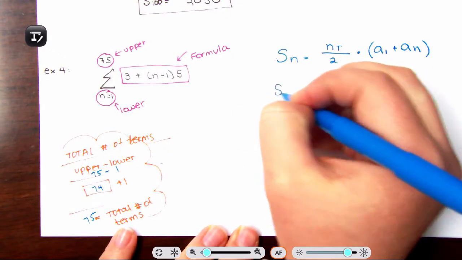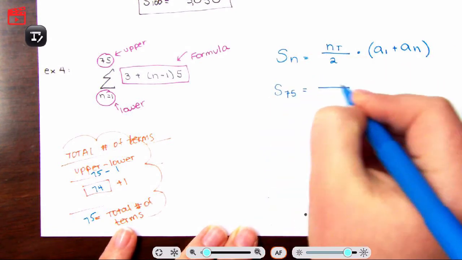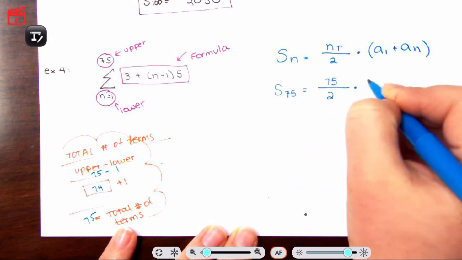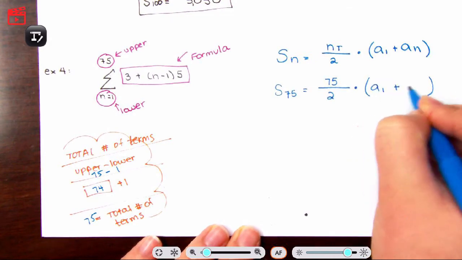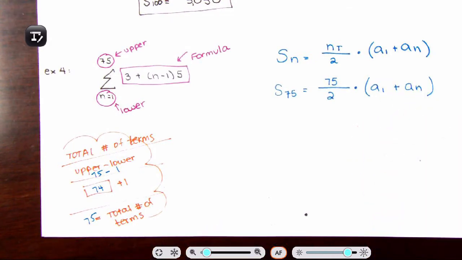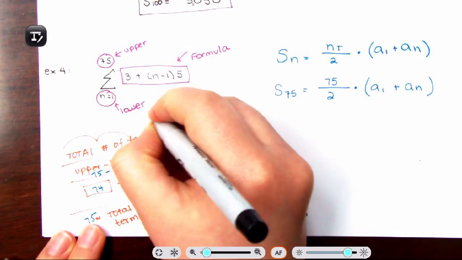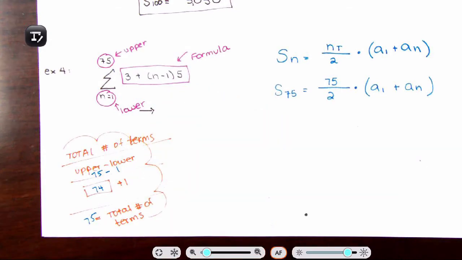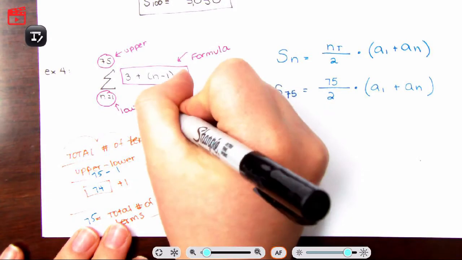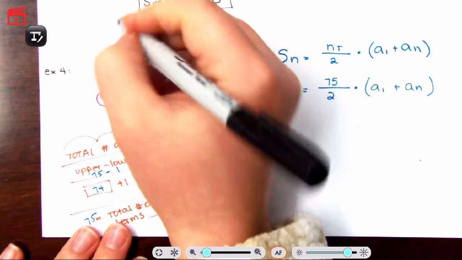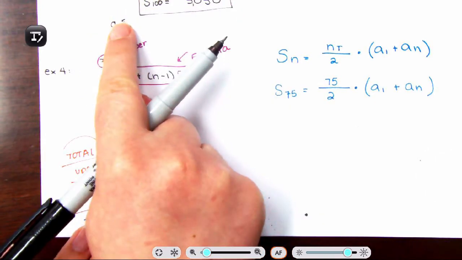So I need to find out what it is when I add 75 numbers together. Now, this is where things get a little bit more tricky if you don't know your formulas, but if you don't know your formulas, you're still going to be okay. This is your lower limit. In this case, because we have 1, this is a sub 1. This is your upper limit. This is your a sub 75. This is where it starts. This is where it ends.